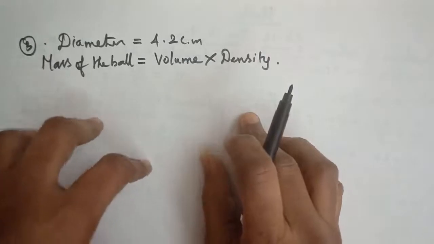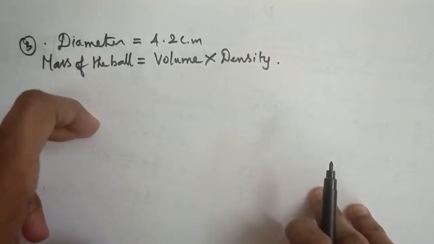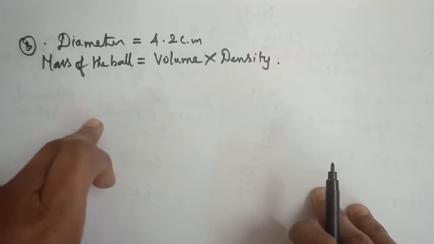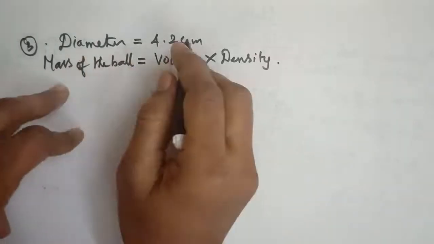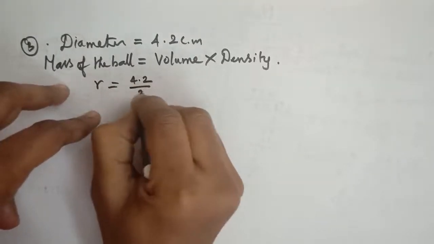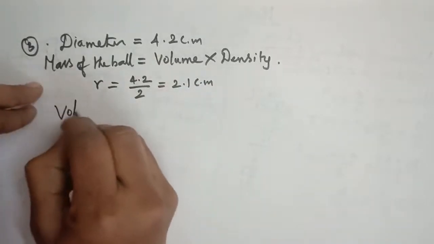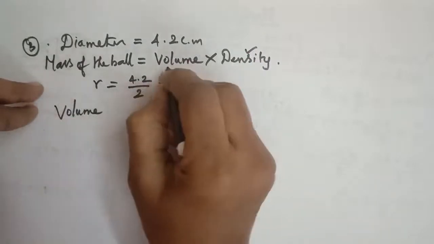Here we are given both diameter and density of the metal, 8.9 gram per centimeter cube. Using this we have to find the mass of the ball. Is it clear? So here diameter is equal to 4.2 centimeter, then radius is equal to 4.2 by 2, that is equal to 2.1 centimeter. Because density is given, we have to find volume.